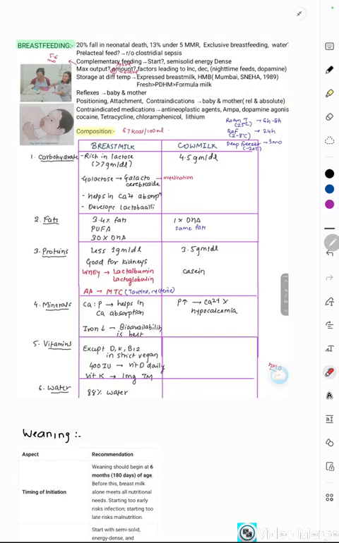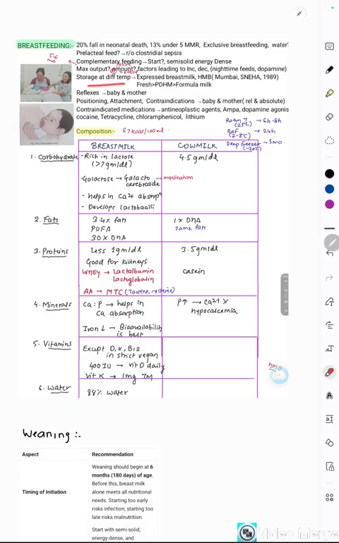Then talking about breastfeeding, as I said, it leads to a 20% fall in neonatal death and a 30% fall in under 5 mortality. Now, the maximum output is delivered during 5 to 6 months, and the maximum output is about 730 ml, while the normal output is around 600 ml.